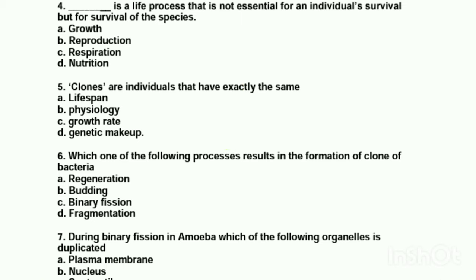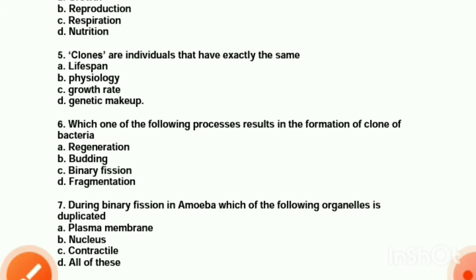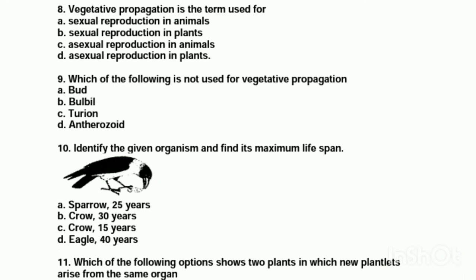Which one of the following processes results in the formation of clone of bacteria? Binary fission. C. During binary fission in amoeba, which of the following organelles is duplicated? Nucleus. B. Vegetative propagation is the term used for asexual reproduction in plants. D.